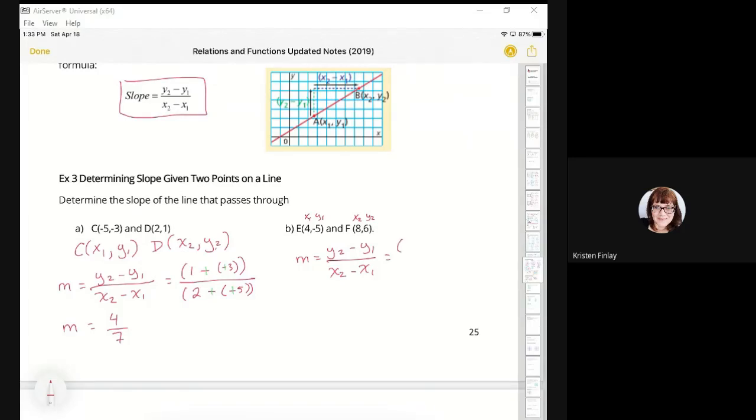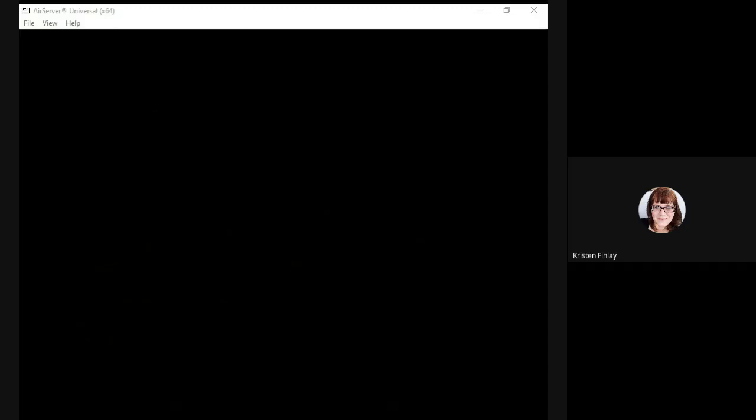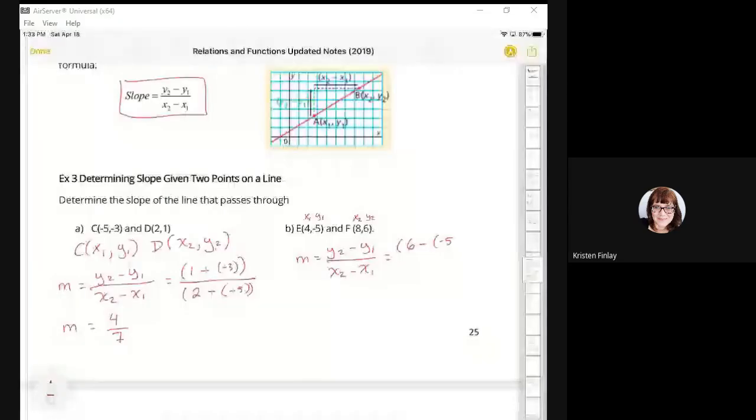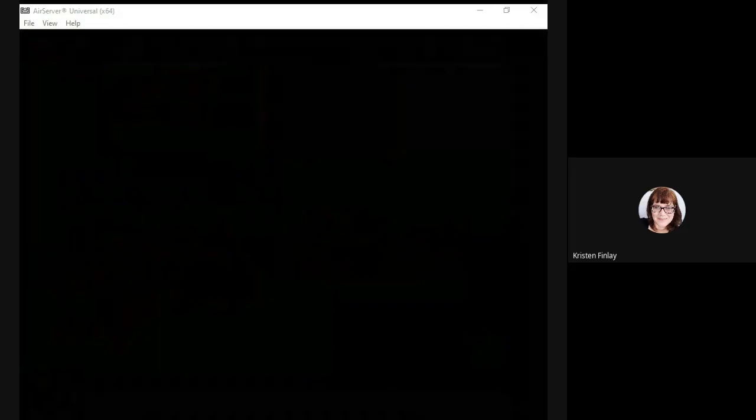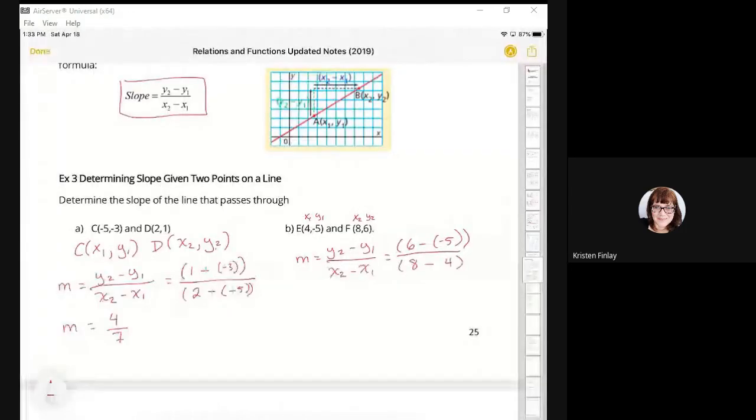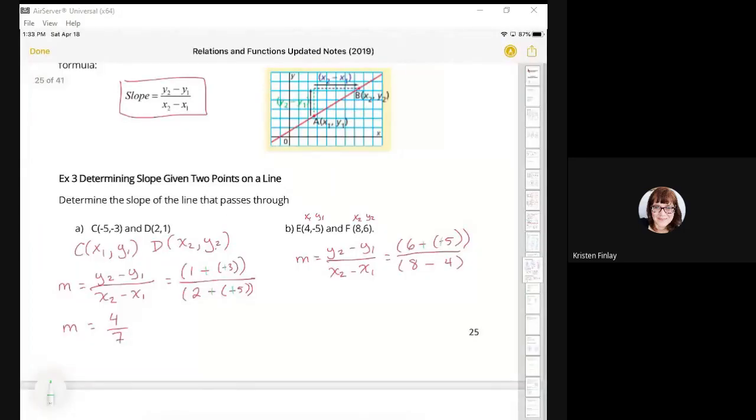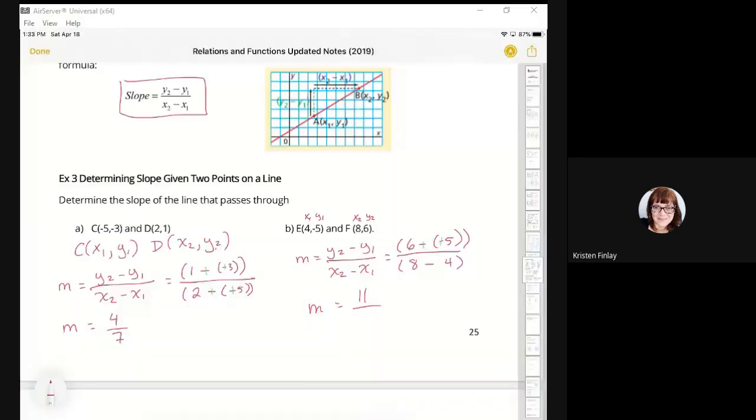Okay, so y2 is 6 minus y1 is -5. And on the bottom, x2 is 8 minus 4. Now, remember our integer rules. Minus the negative becomes plus a positive. And then we get m is equal to, well, we have 6 plus 5, which is 11. And 8 minus 4 is 4.